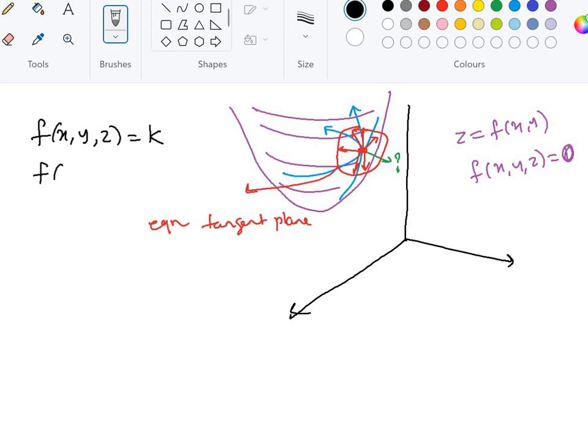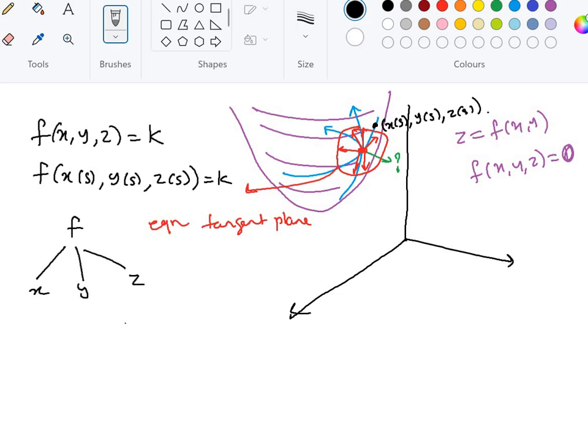Now, as in the case of 2D curves, you can take it as f of x of s, y of s, z of s equal to k, where x of s, y of s, z of s are points on this curve. Now, your function f is a function of x, y, and z, and x is a function of s, y is also a function of s, z is also a function of s. So since f is equal to a constant, you can say that df by ds is equal to 0.